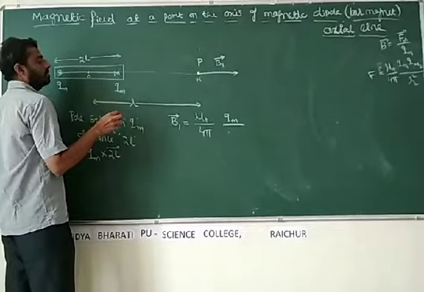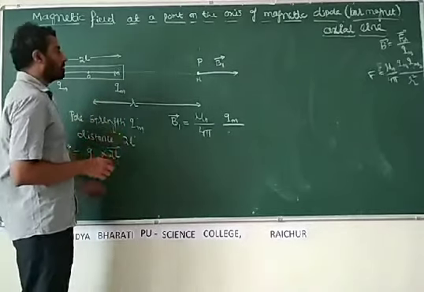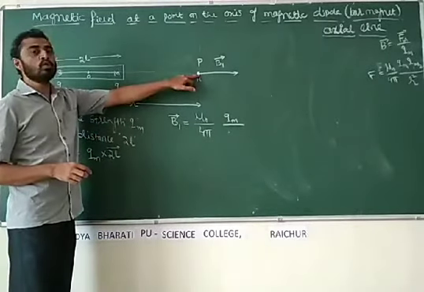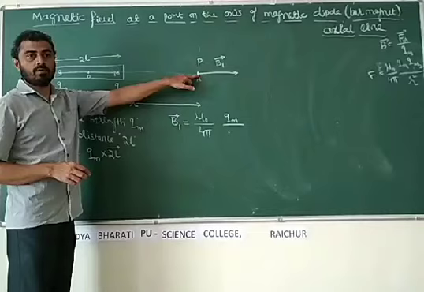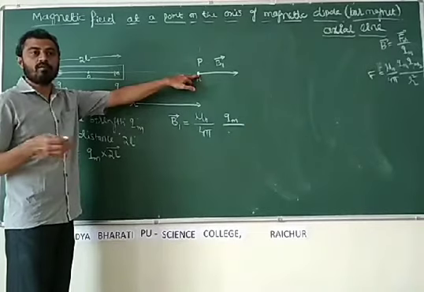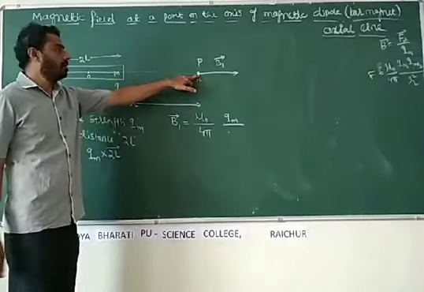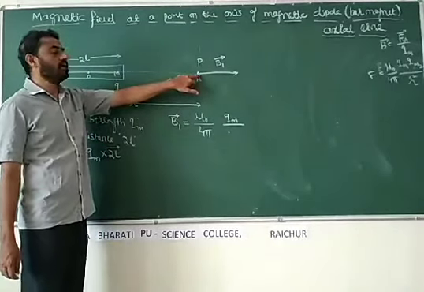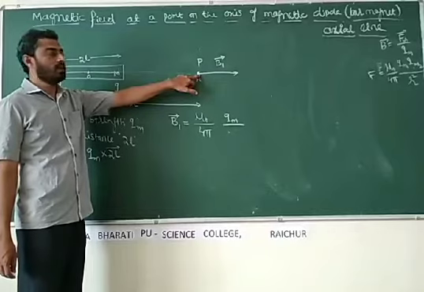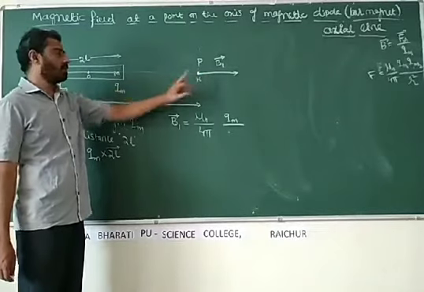Point of observation means the point where the field is to be found, where the field is to be measured. We are supposed to find the field at this point P. That's why this is called the point of observation.